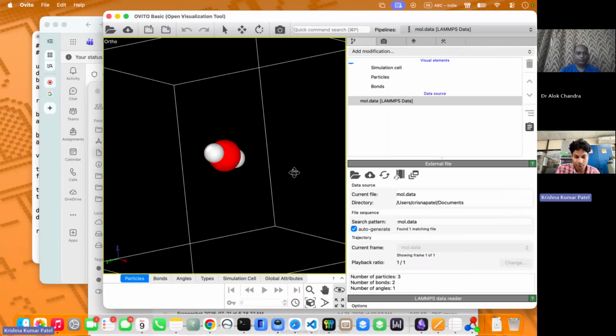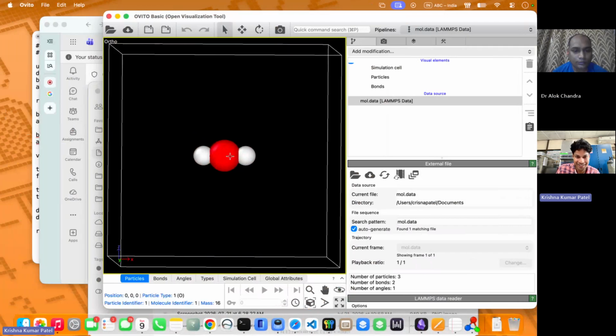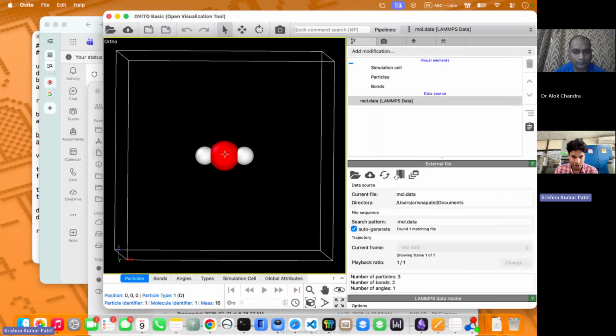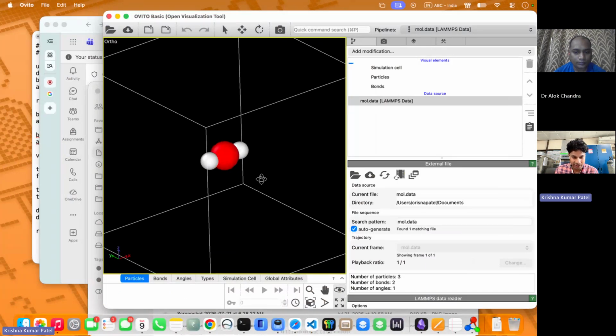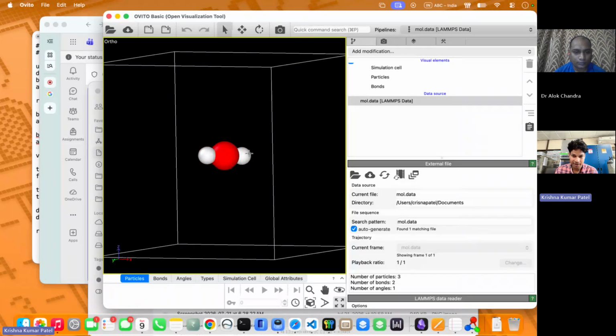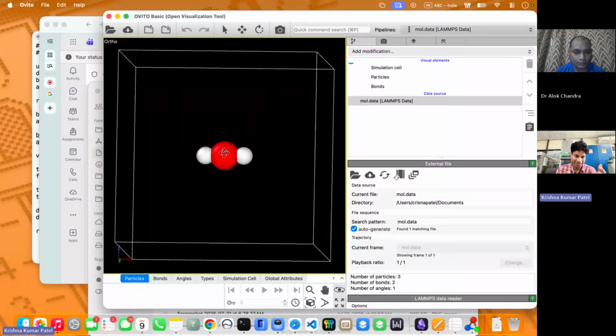All right, so yeah, OVITO probably guessed that this one is going to be oxygen and these two are hydrogen. OVITO guessed it based on the mass, probably atomic mass. So this is what it looks like right now, right? So we know our data file is correct. I mean, not exactly correct, to be honest.